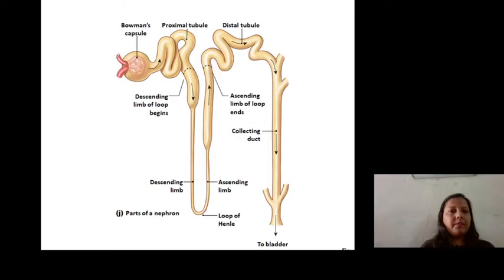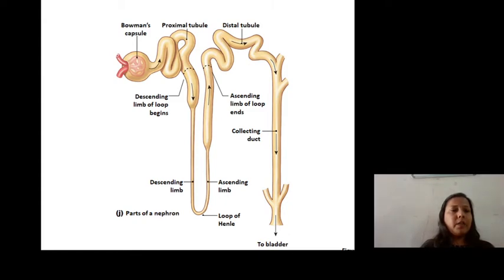As we studied the structure of the nephron, we know that the first part of the nephron is called the Bowman's capsule. Then next to that is the proximal convoluted tubule, loop of Henle and distal convoluted tubule, and lastly the collecting duct. The starting part of this nephron is the Bowman's capsule, which has the glomerulus, which is formed by the afferent and efferent arteriole. Afferent arteriole enters the Bowman's capsule and leaves in the form of efferent arteriole.